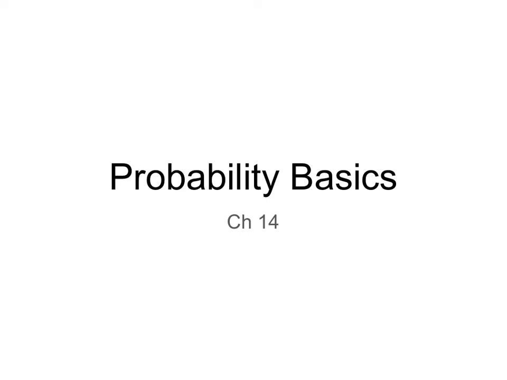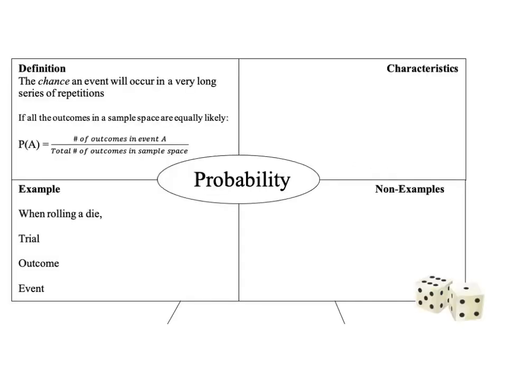In this lesson, we're going to go through some of the basics of probability. Probability is defined as the chance an event will occur in a very long series of repetitions. This is for if all the outcomes in a sample space are equally likely. The probability of event A is equal to the number of outcomes in event A over the total number of outcomes in your sample space.